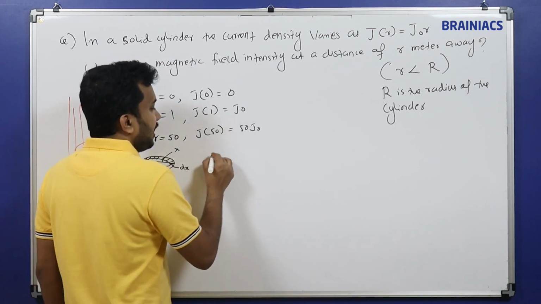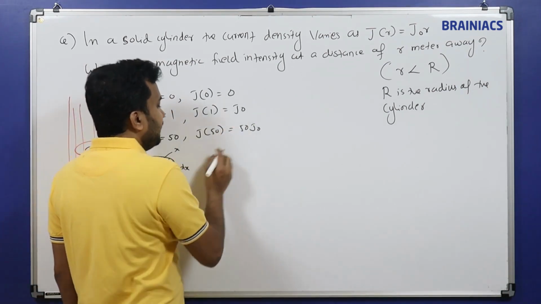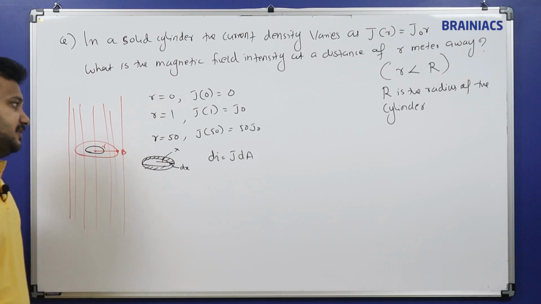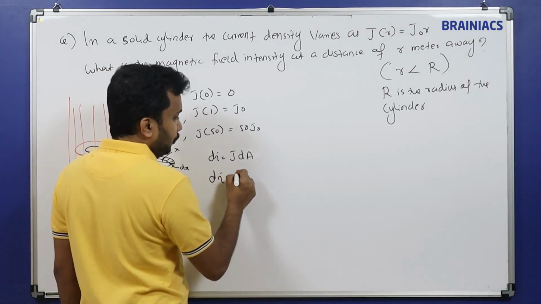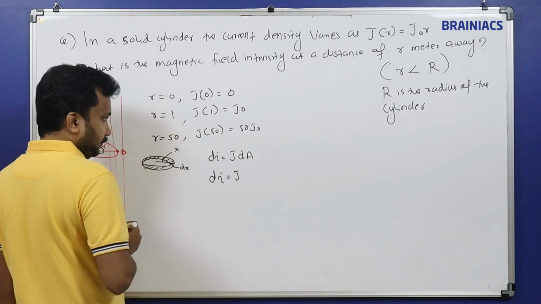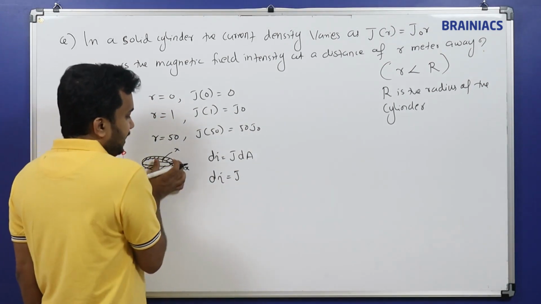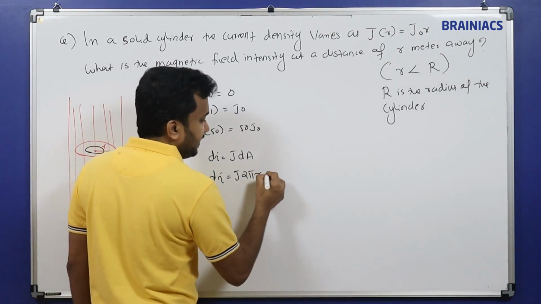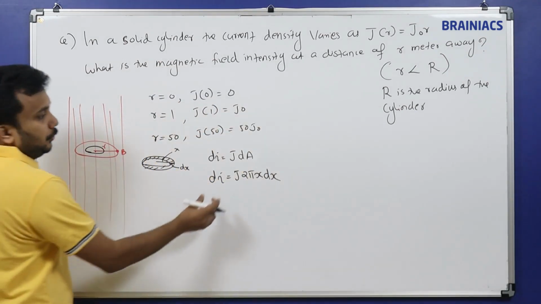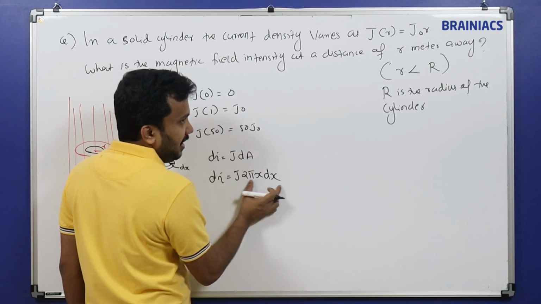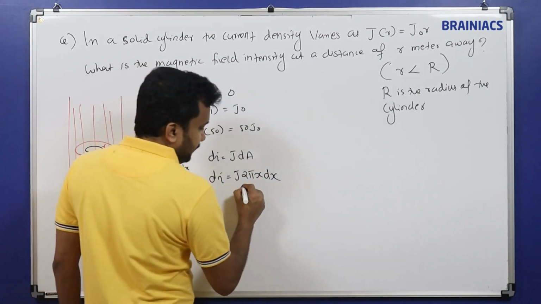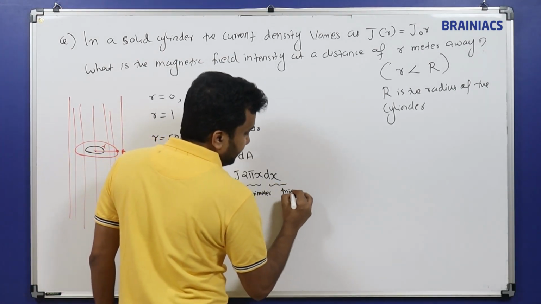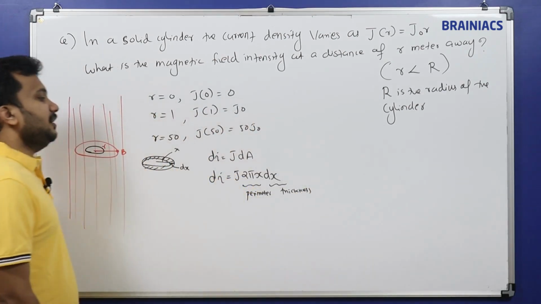So now I can say the small current di will be equal to current density into small area. So di will be equal to J into dA. What is dA? dA is the area. For this one, how will you find the area? Perimeter into thickness. Perimeter is 2 pi x, thickness is dx. See, 2 pi r square is normally called area, so this first factor is the perimeter and the second one is the thickness. So perimeter into thickness is the area.